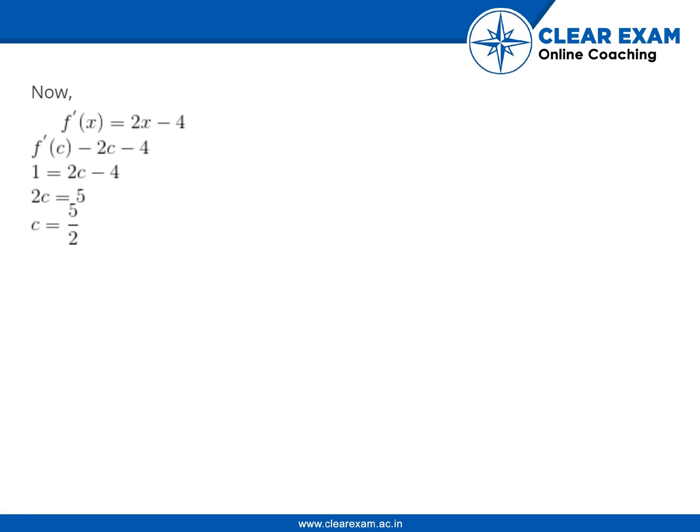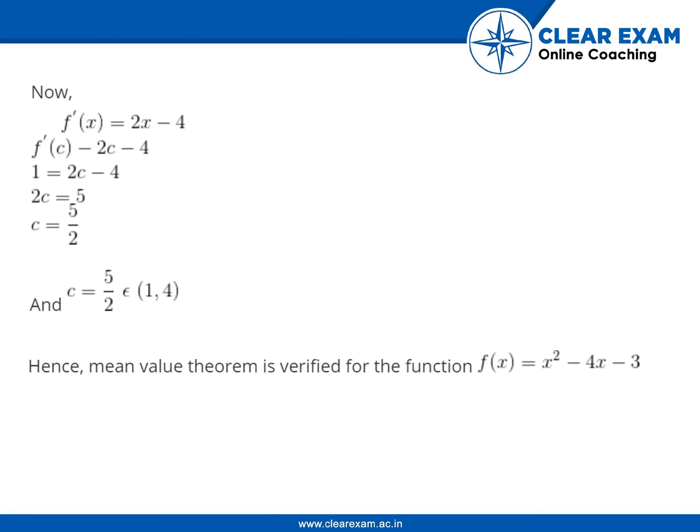Now f dash x is equal to 2x minus 4. f dash c is equal to 2c minus 4. 1 is equal to 2c minus 4. 2c is equal to 5. c is equal to 5 by 2. And c is equal to 5 by 2 belongs to (1, 4). Hence, mean value theorem is verified for the function f(x) is equal to x square minus 4x minus 3.